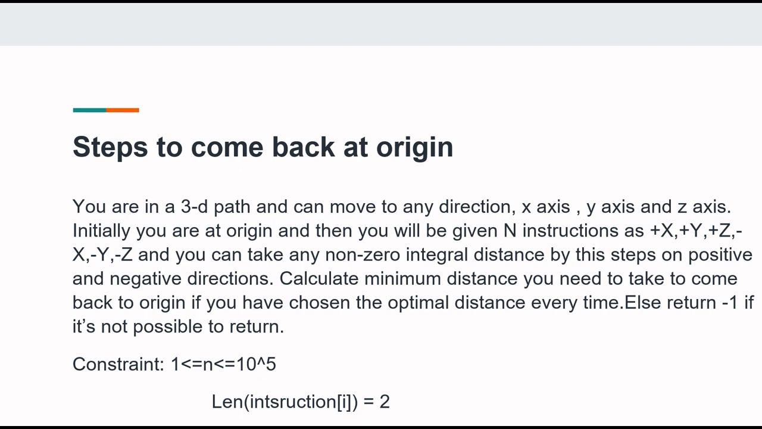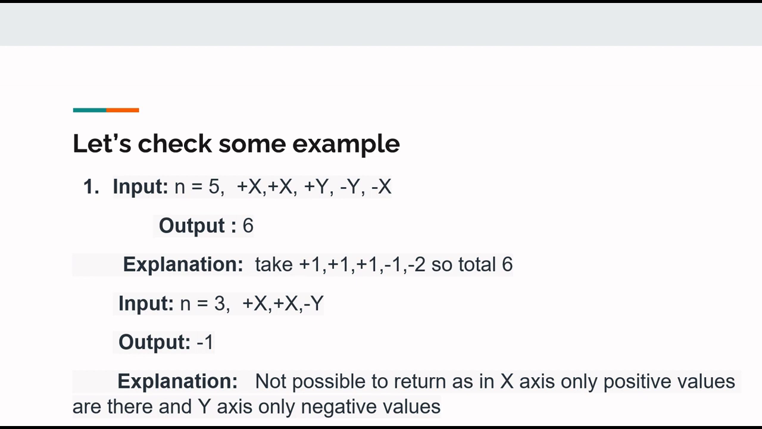So let's check what it's saying. Non-zero integral distance by the steps on positive and negative directions, and calculate the minimum distance you need to take to come back to origin if you have chosen the optimal distance every time. So I can choose any number, but at last I need to take care that I am coming back to origin. And then I need to return what is the minimum distance I need to take. And if I am not able to come back to origin anyway, I will return minus 1. And in the constraints it's saying the value of n will be from 1 to 10 to the power 5. Okay, then fine, let's move ahead.